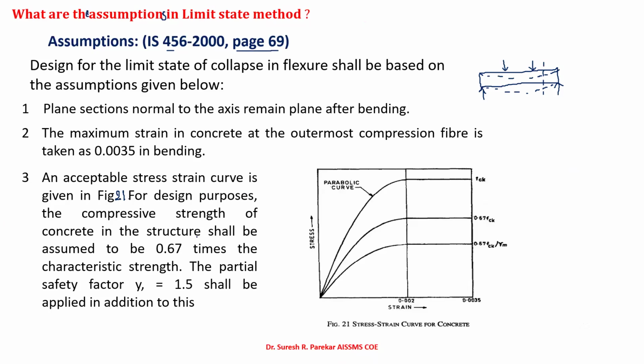And for design purpose, the compressive strength of concrete in the structure shall be assumed 0.67 times the characteristic strength. This is most important. The partial safety factor gamma equal to 1.5 shall be applied in addition to this. And so we have to use this curve. So just mention we have to use this curve. So you can write here, this curve is used.